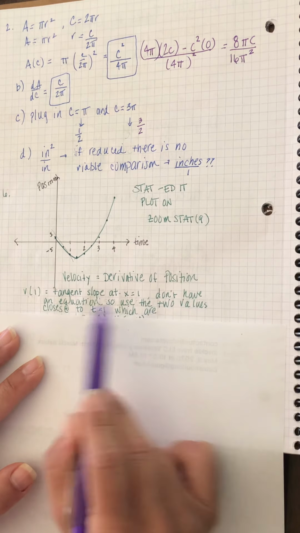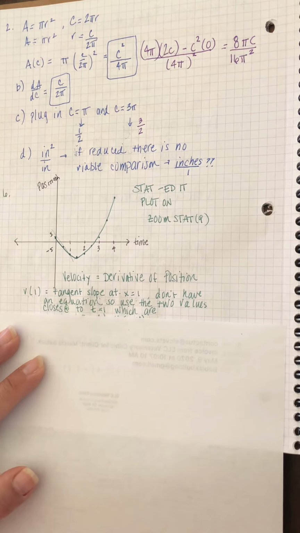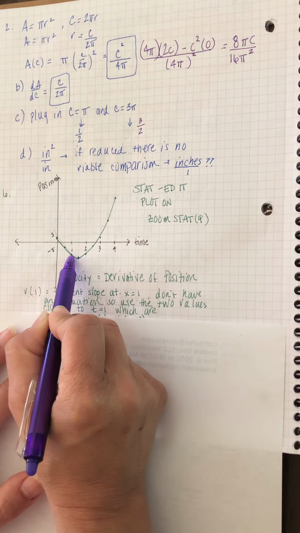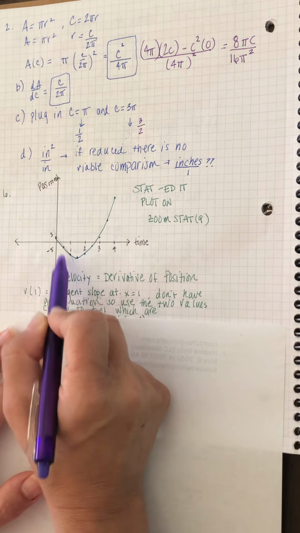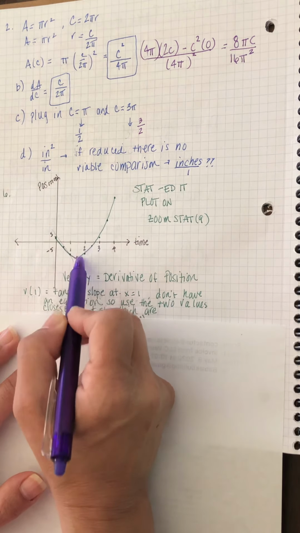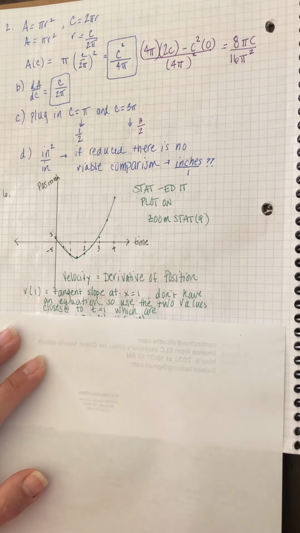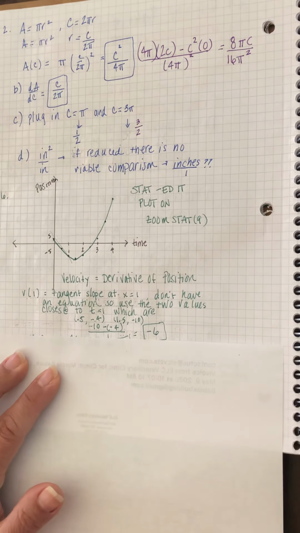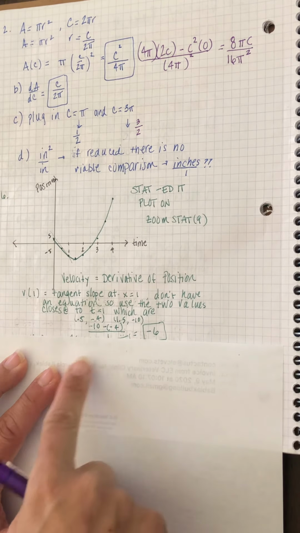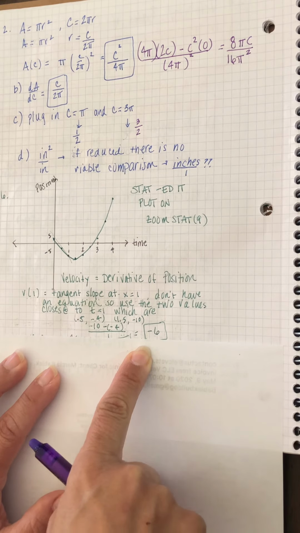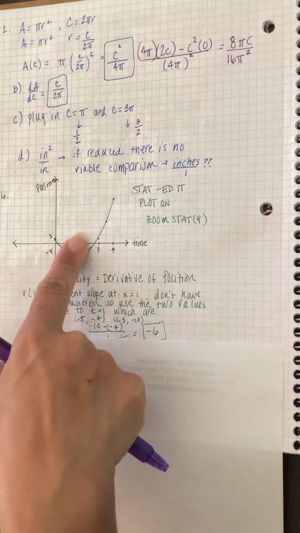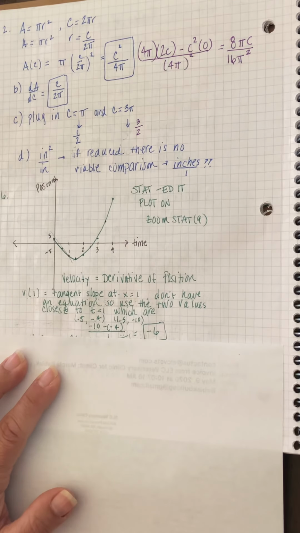So we use the two values closest to t equals 1. So here's t equals 1. The two values that are closest are when t is 0.5 and when t is 1.5. Those are the two closest values. So slope, derivative, velocity all mean the same thing. So the slope from 0.5 to 1.5 is -6.